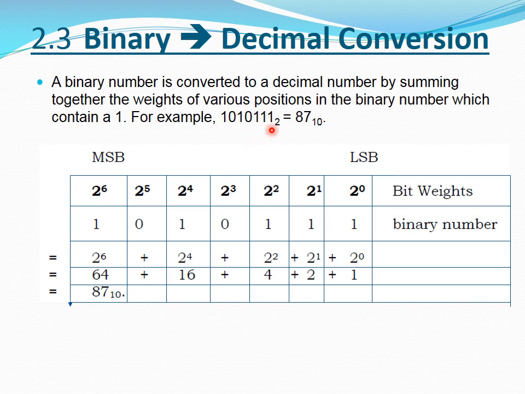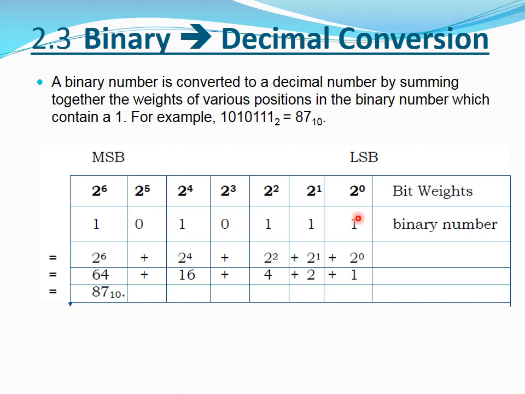A binary number consists of only 0 and 1, and a decimal number consists of digits from 0 to 9. Here MSB is the most significant bit, and LSB is the least significant bit. This is called a binary number. For example, 1010111. Therefore the binary number is converted to a decimal number.